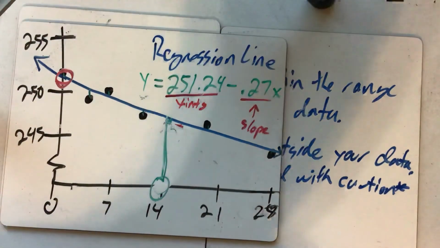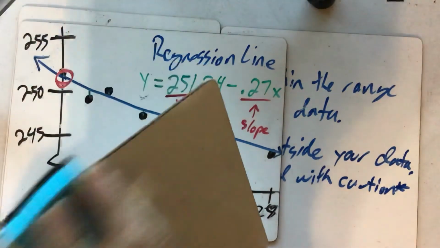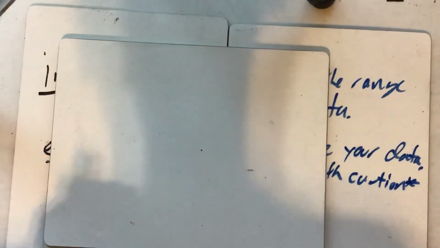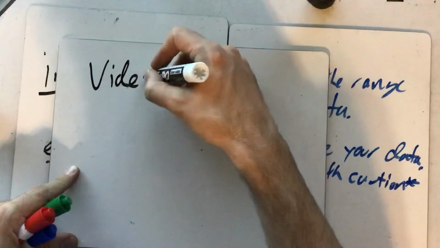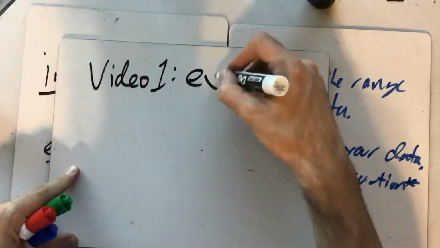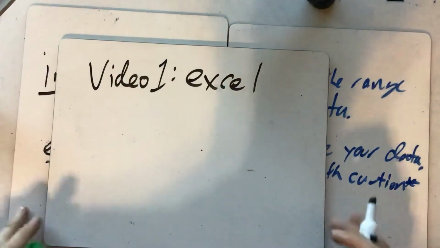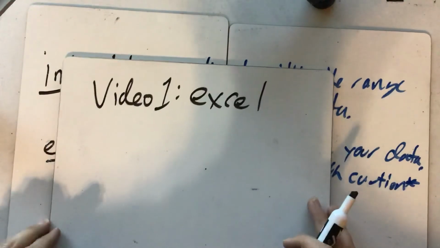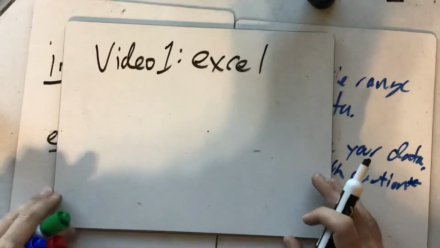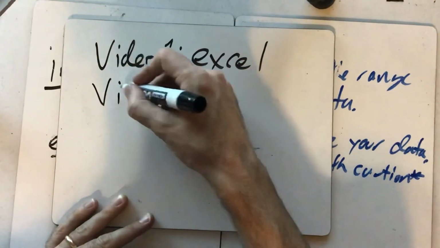With that being said, I'm going to jump ahead to the next set of videos, and what you're going to see coming up are two videos. Video one is going to be using Excel. I'm going to teach you how to find this equation using Excel. We're also going to find another important number called R, and we'll talk about what R is in the last video in the series.